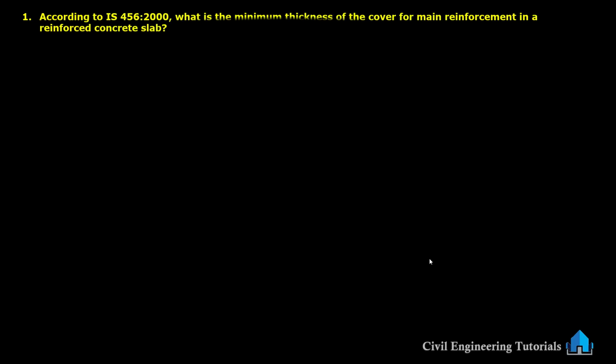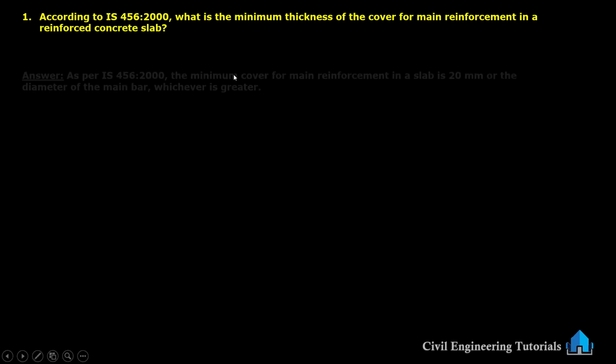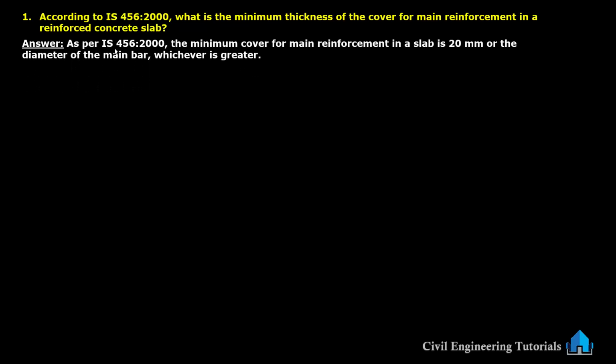So our first question, according to IS 456-2000, what is the minimum thickness of the cover for main reinforcement in a reinforced concrete slab? As per IS 456-2000, the minimum cover for main reinforcement in a slab is 20 mm or the diameter of the main bar, whichever is greater.